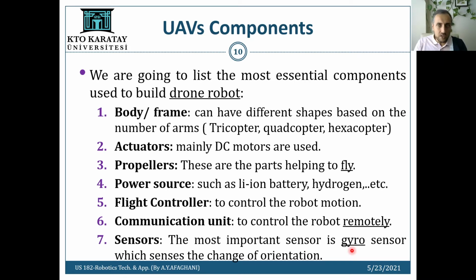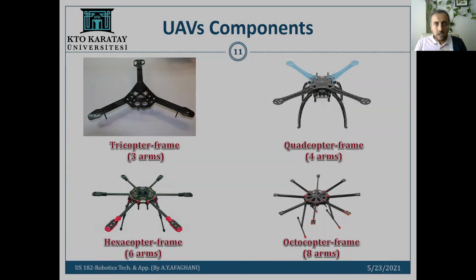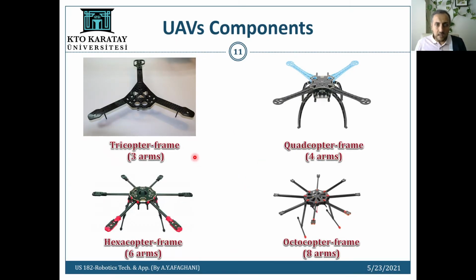So orientation, or the direction of the vehicle itself. So let's go for the types. This is a tricopter frame. It has three arms made from carbon fiber. This is a quadcopter frame. I think it's plastic here, but for sure the material depends on the company.